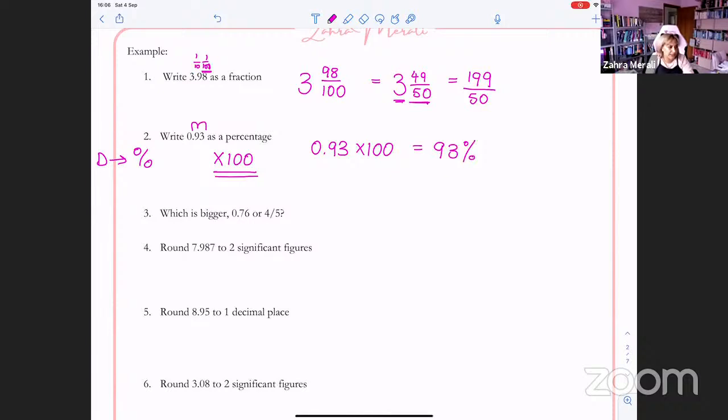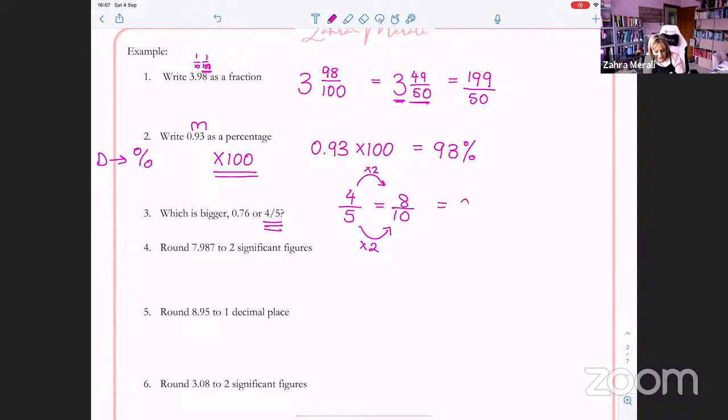Okay, we've got which is bigger, 0.76 or 4/5. Now we want them in the same form to be able to compare them. So I would either change the 4/5 into a decimal, or change the 0.76 into a fraction. Decimals are easier because you can see the numbers. You can see the tenths and the hundredths and the thousandths. So let's take 4/5 and change it into a decimal. Now this one's actually quite easy because we're going to make it over 10, because we know that first amount is tenths. To go from 5 to 10, we times by 2. We're going to times the top by 2 and we'll get 8.